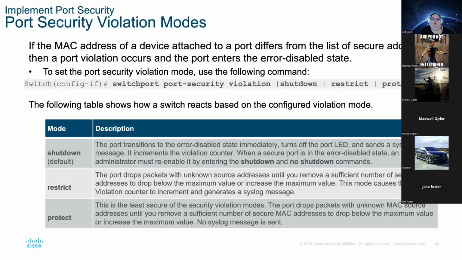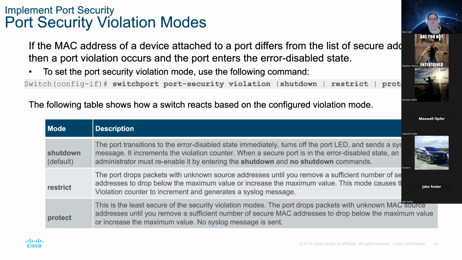So if you do the shutdown, the port transitions into the error disabled state immediately, turns off the port LED, and sends a syslog message. It increments the violation counter. When a secure port is in the error disabled state, an administrator must re-enable it by entering the shutdown and no shutdown commands.